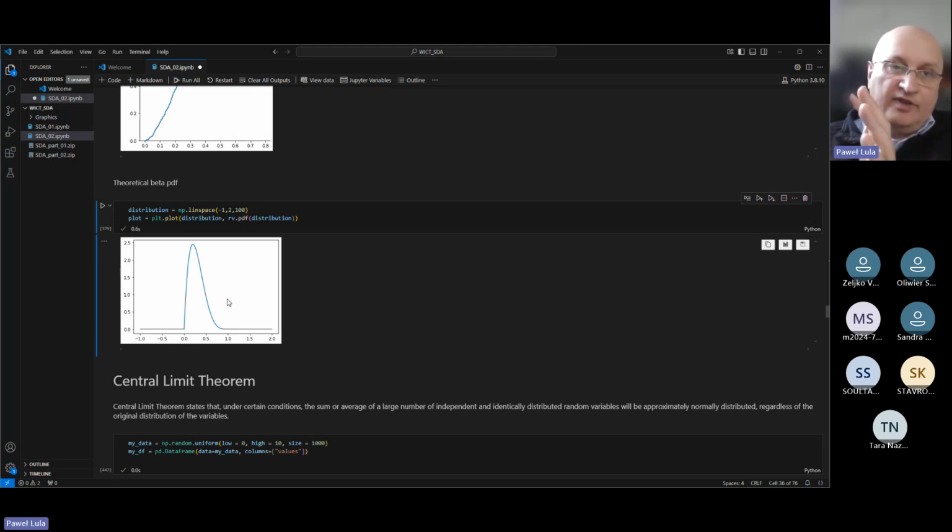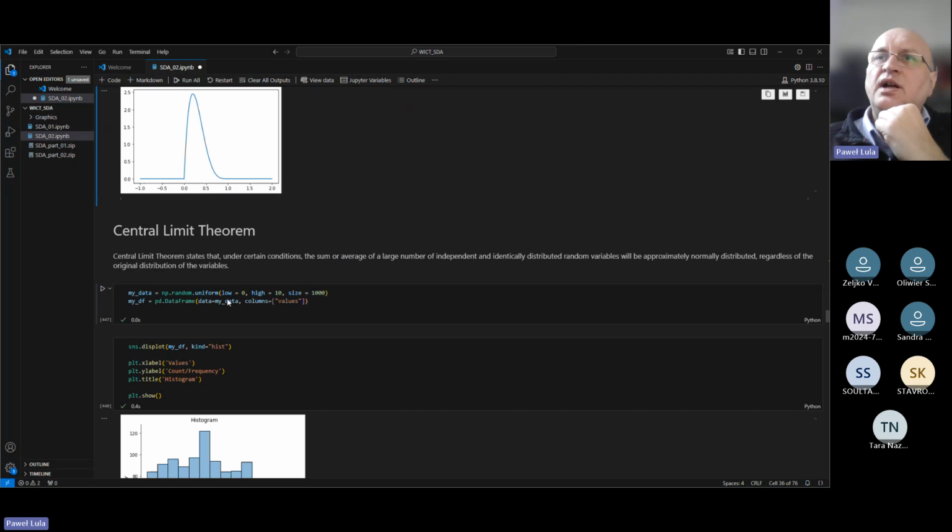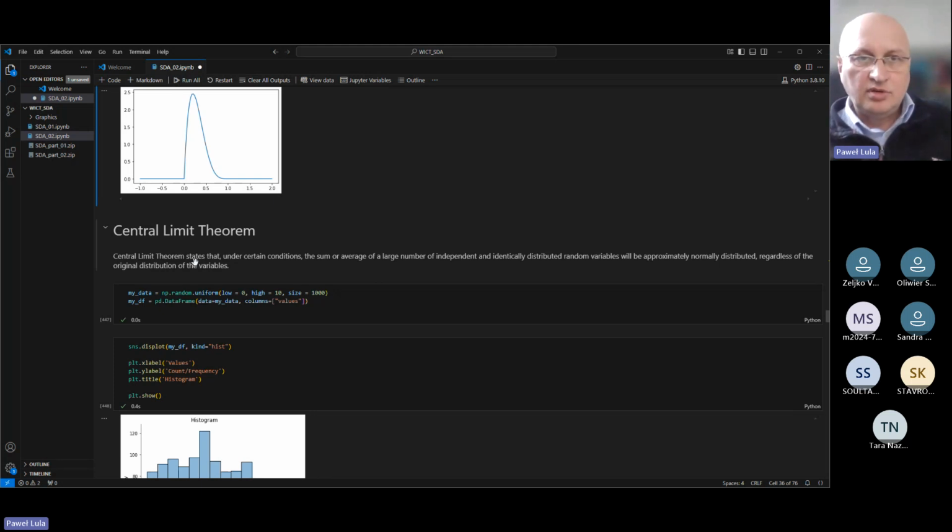And at the end of this part of our meeting, I'm going to present you a very important theorem, the central limit theorem. It is a very important rule. It states that the sum or average of a large number of independent and identically distributed random variables will be approximated using a normal distribution.